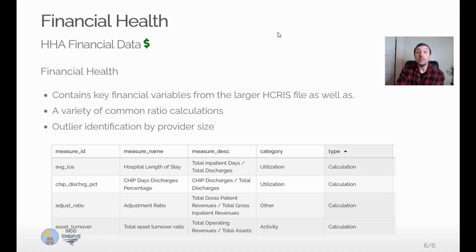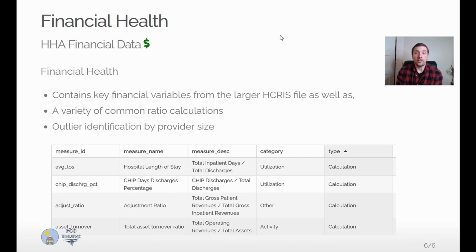Our financial health dataset contains a subset of the HCRIS variables, pretty much all the F series, so all the financial variables, utilization variables, and then some summary cost variables. In addition, there's a variety of common ratio calculations for the healthcare industry. Examples down below include average length of stay, which isn't really applicable for home health agencies, but some of the others are.